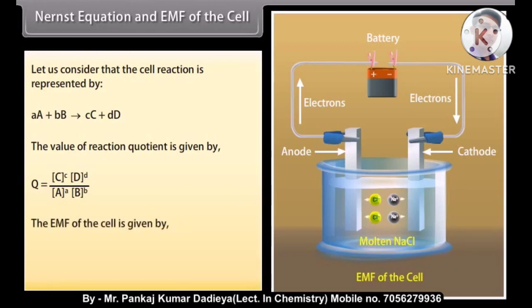The EMF of the cell is given by E naught cell minus 0.0591 upon n multiplied by log C raised to the power c into D raised to the power d divided by A raised to the power a into B raised to the power b.